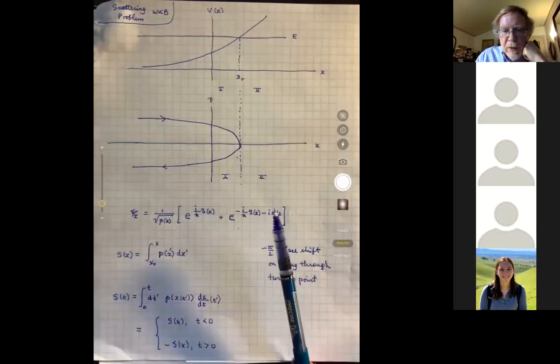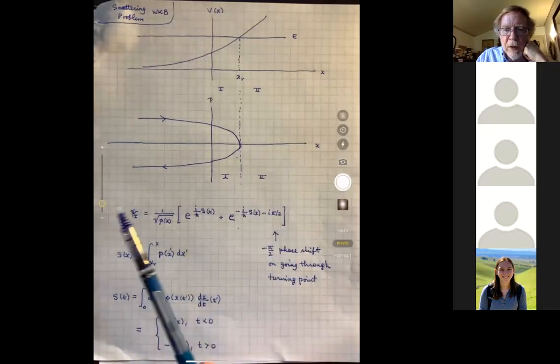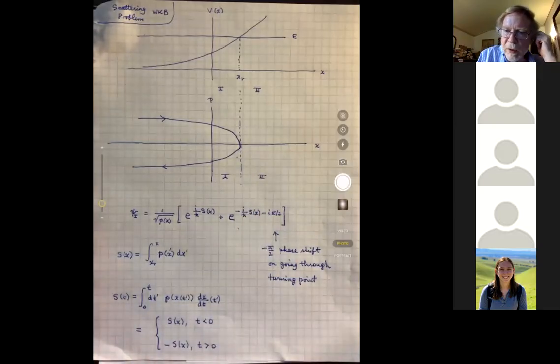This, by the way, the turning point, is an example of a focus. It's kind of a one-dimensional version of a focus. Technically, it's called a caustic. And phase shifts like this occur in other problems.